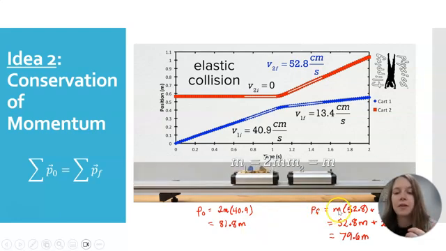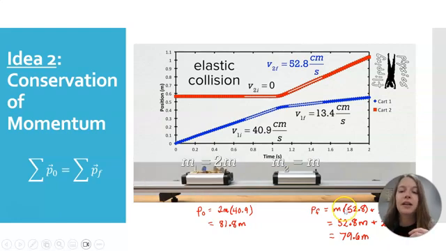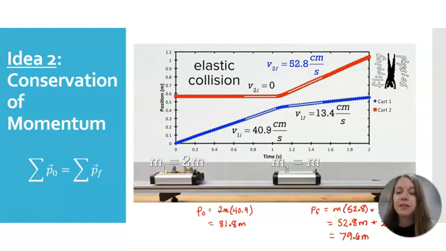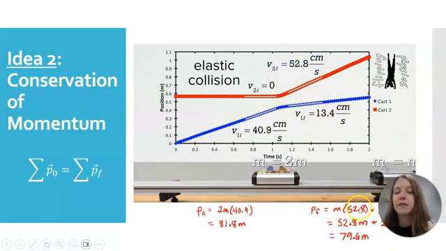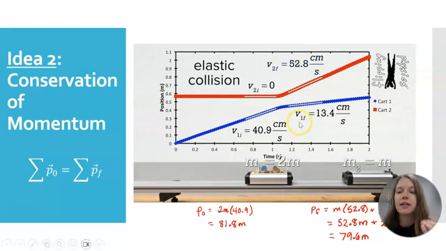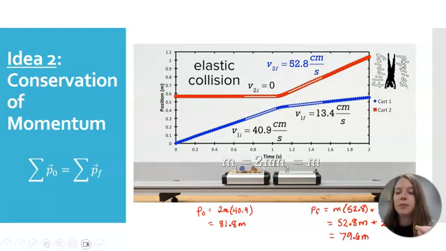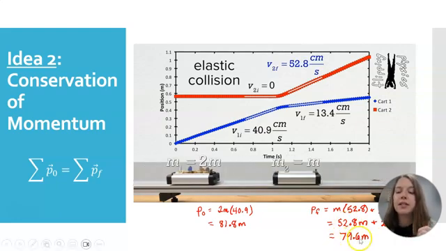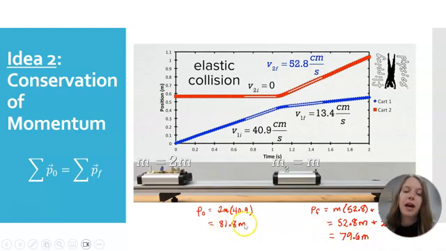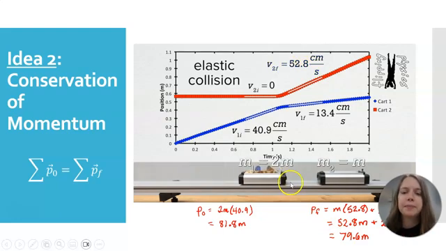And then after the collision, they both have momentum, so we have to calculate both of them, and we have to add them together. They're both moving in the same direction, so we don't have to worry about negatives. So the single mass object had a speed of 52.8 centimeters per second after the collision, and the 2 mass object had a speed of 13.4 centimeters per second. So if we multiply 2 times 13.4, we get 26.8, and if we add that 52.8 to 26.8, we get 79.6 m. So before the collision, we had 81.8 m. After, we had 79.6 m. So we're pretty close to conservation of momentum there for an experimental setup.